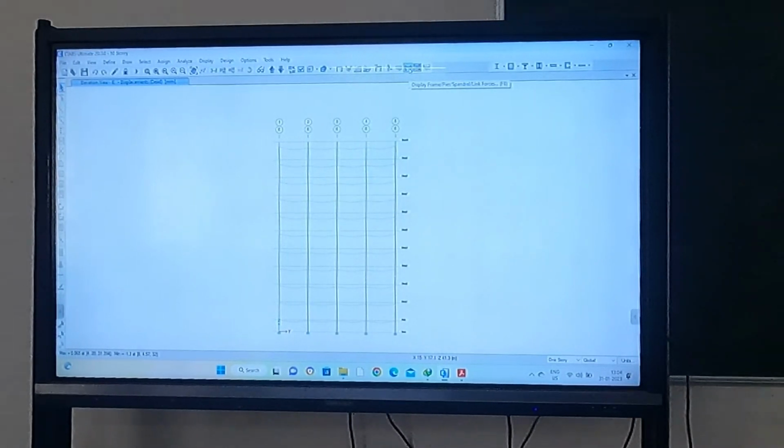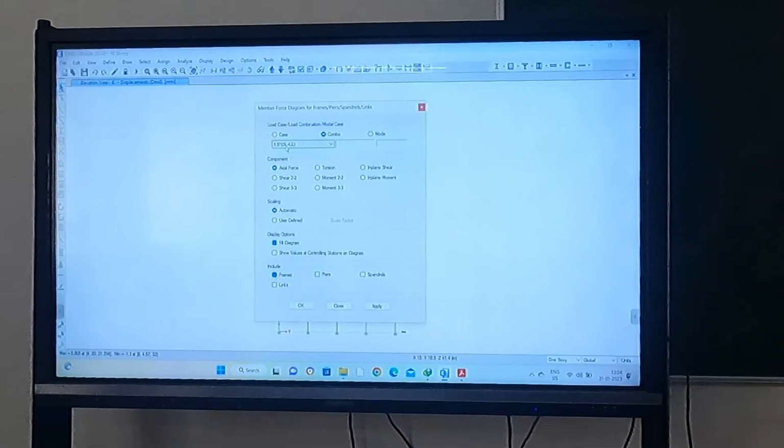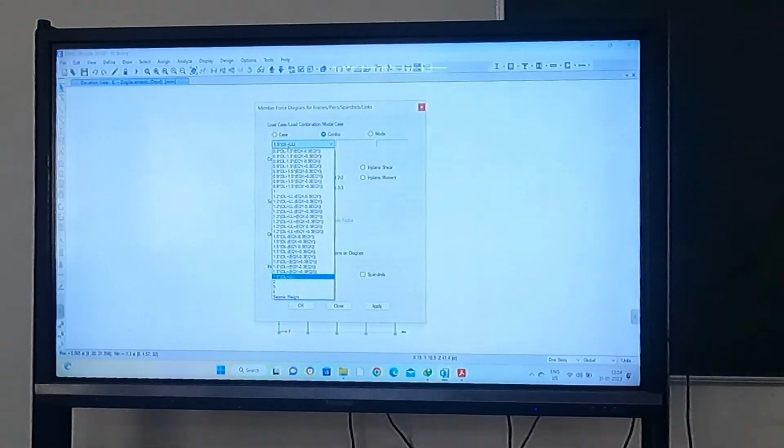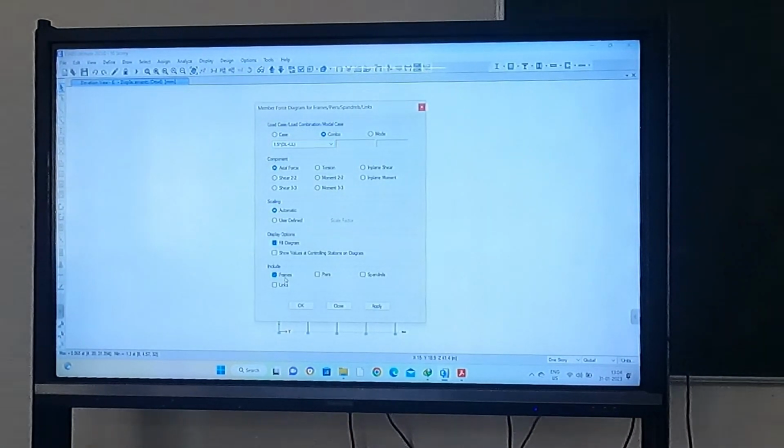See this symbol you can see, right? This one. This is for checking the forces. You can go there, and here you can choose the load combination for what you want to see. Now I will check for the gravity load combination, which is 1.5 into dead load plus live load. So for this combination, what output you want to see, you can choose from this.